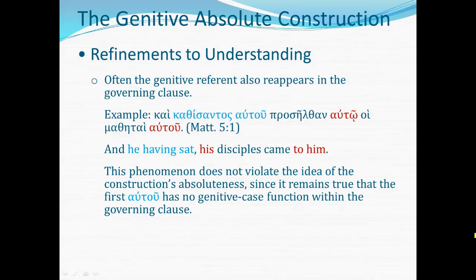So the genitive absolute construction does not require that the person or thing referred to by the participle's referent appear nowhere in the governing clause. The genitive absolute only requires that the word functioning as the participle's referent have no grammatical function within the governing clause. That's a very important clarification. We won't look at a diagram here because I don't think a diagram will contribute anything to our understanding of the matter.